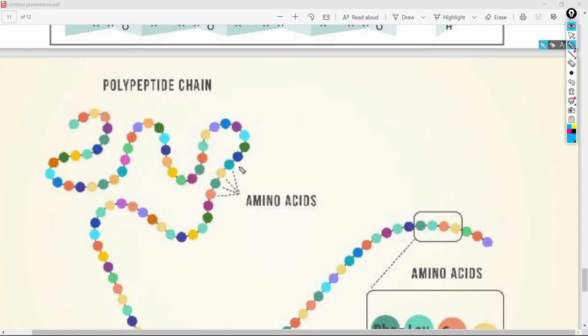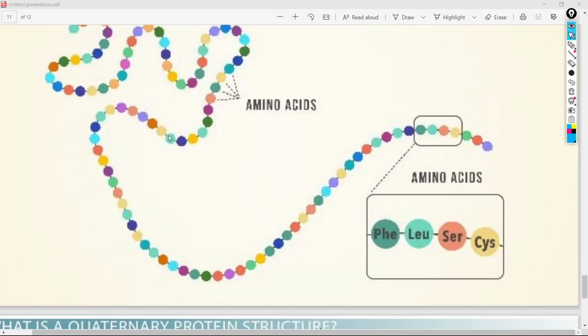Finally, we have hydrogen bonds, and this occurs between slightly negative and positive ends, and what it will do is, similarly to all the other bonds that we've discussed, it will pull the polypeptide chain closer together and the amino acids closer together, thus giving it a defined shape.